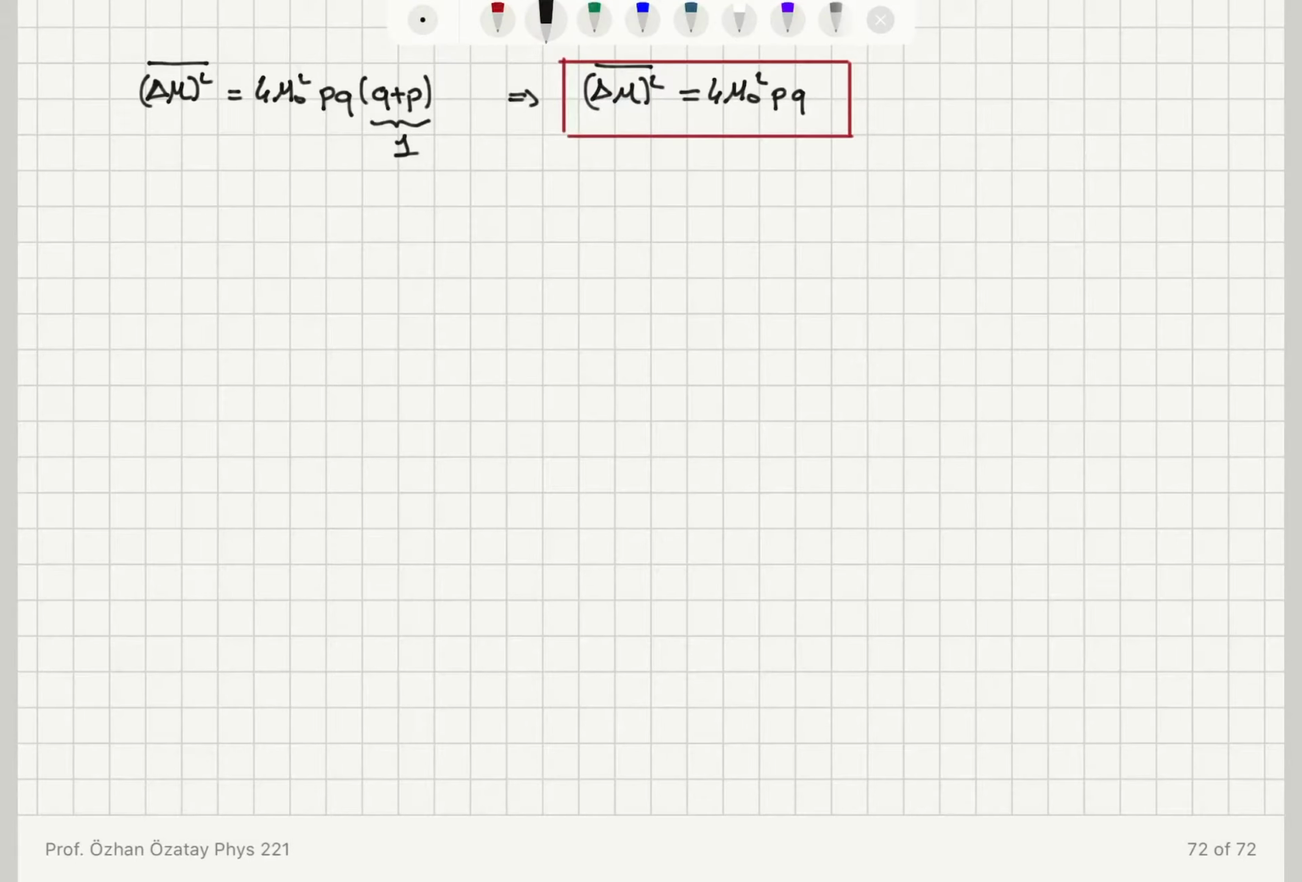Okay, and finally I can also find the standard deviation of the magnetic moment per spin. By definition it's the square root of the dispersion. So the standard deviation of mu is 2 mu 0 square root of p q.